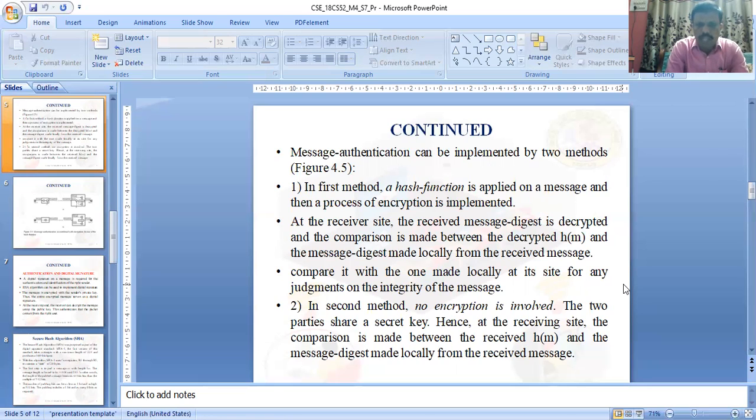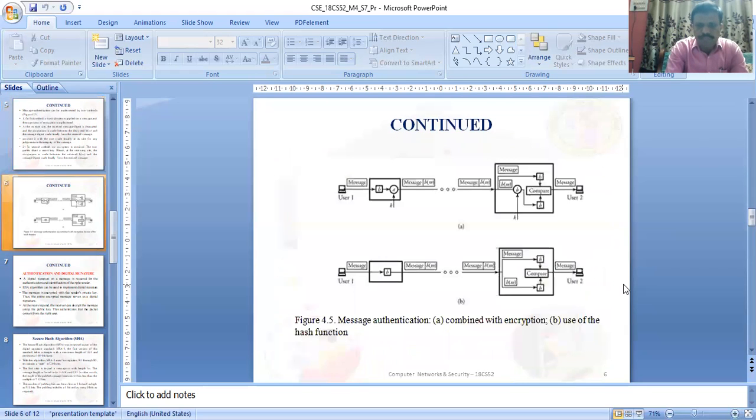In the second method, no encryption is involved. The two parties share a secret key, exchanged by the two communicating parties, user 1 and user 2. On the receiving side, the comparison is made between the received message's hash and the message digest made locally from the received message. That is the second approach.